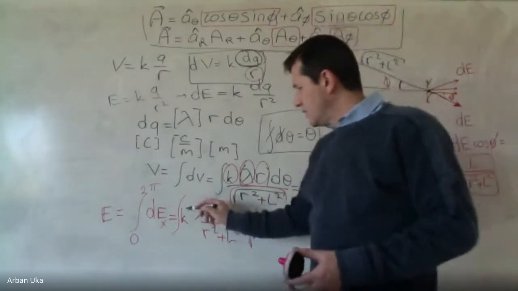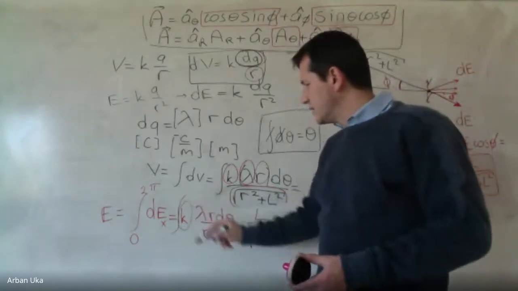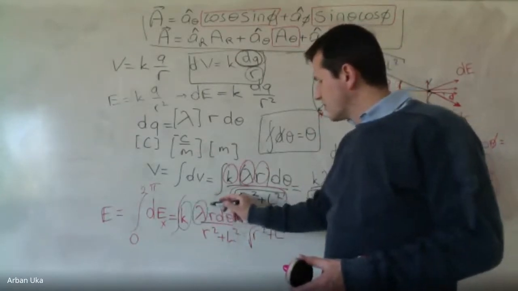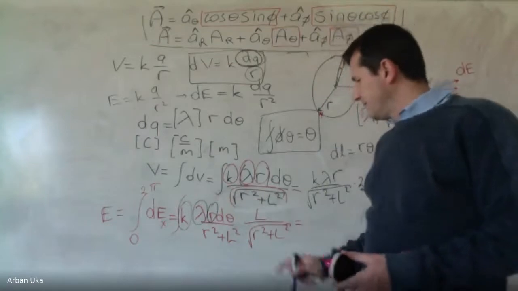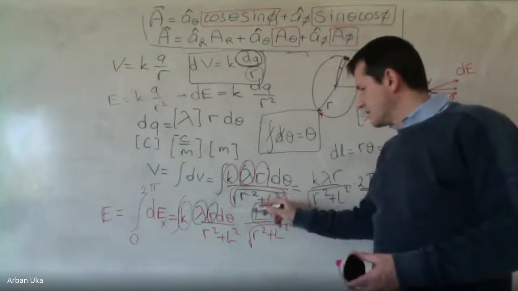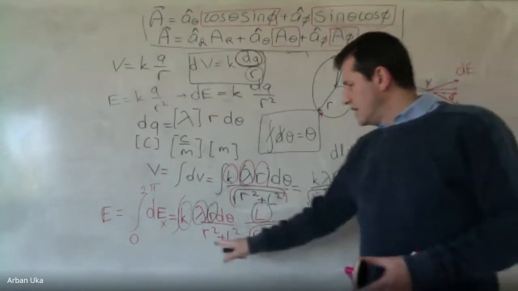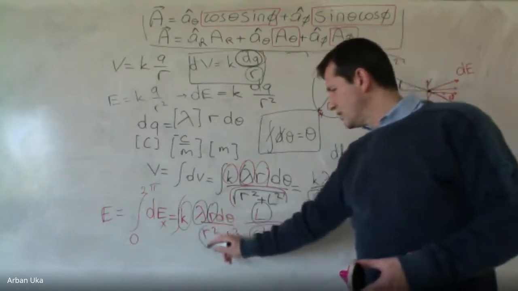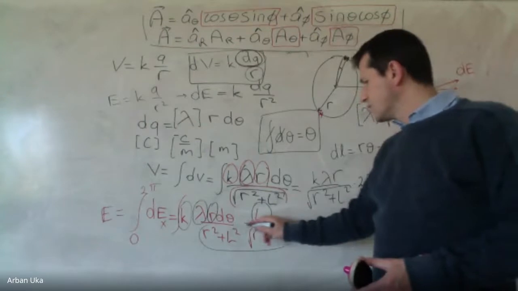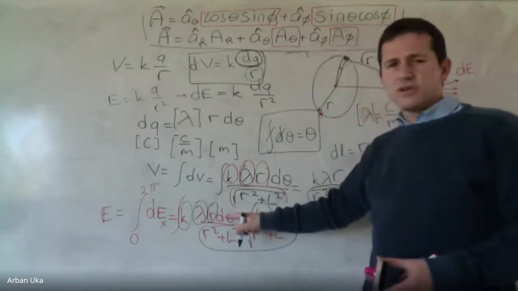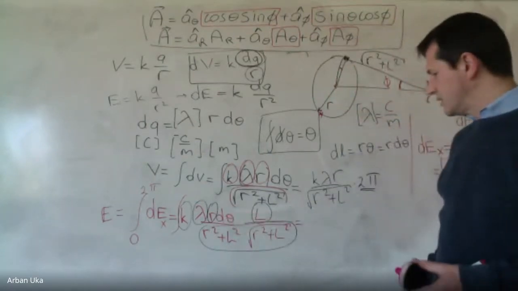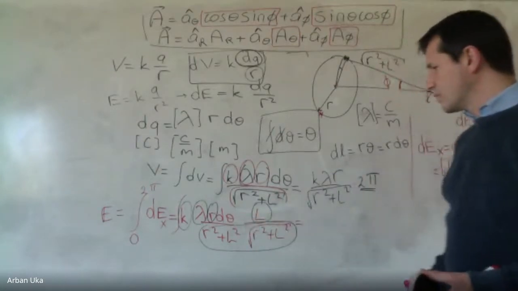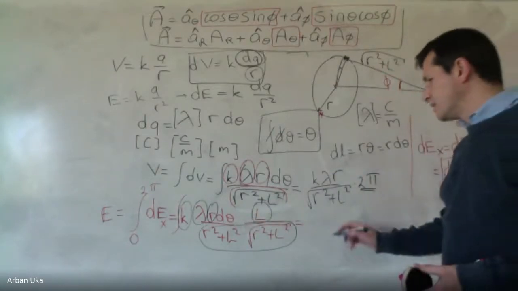So k is a constant, right? Lambda is also a constant. The radius of the ring is constant. L, the distance, is a constant. R squared and L squared are both constants, which means that this whole denominator is also a constant. So the only term that stays inside the integral is d theta. So it looks like this is a simple example.